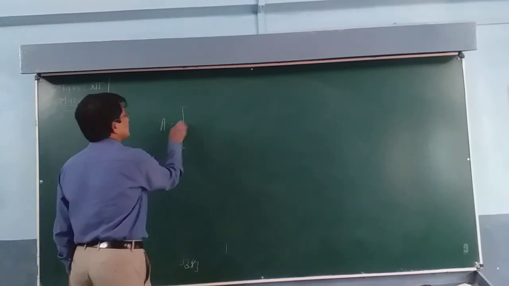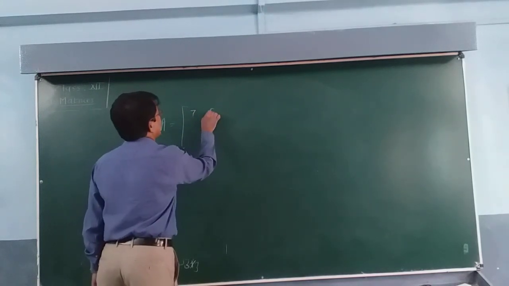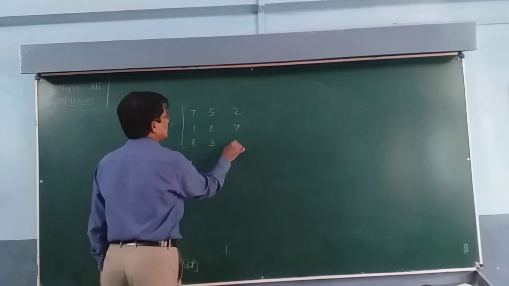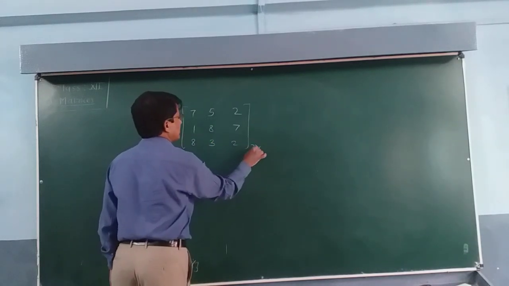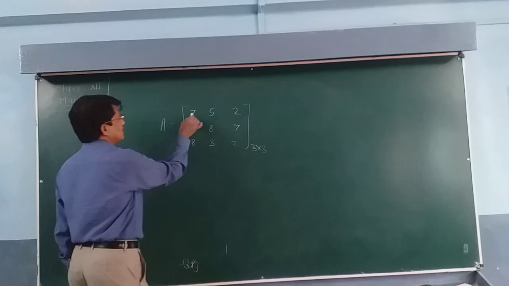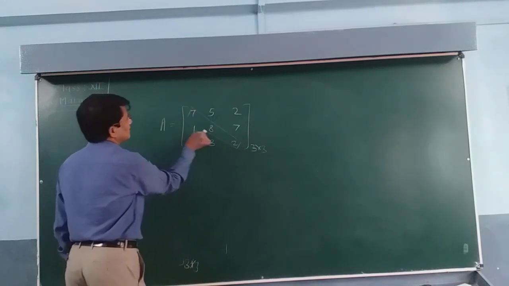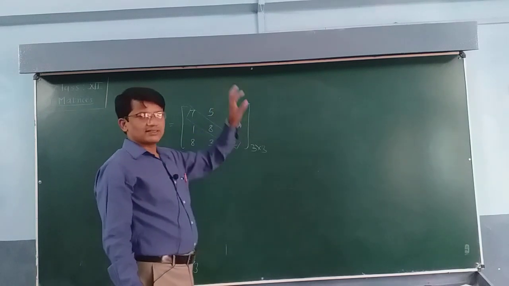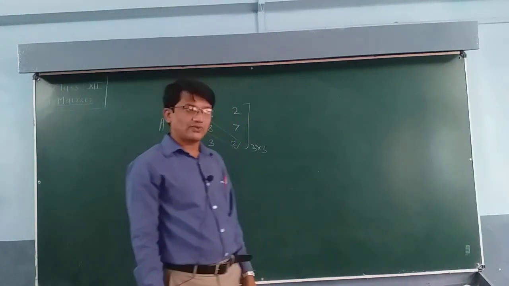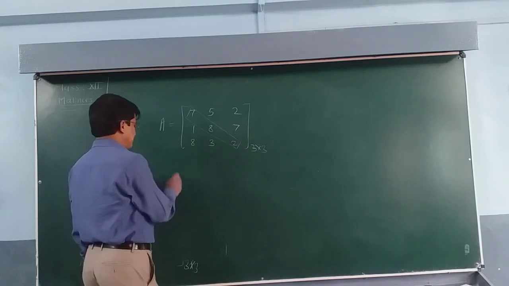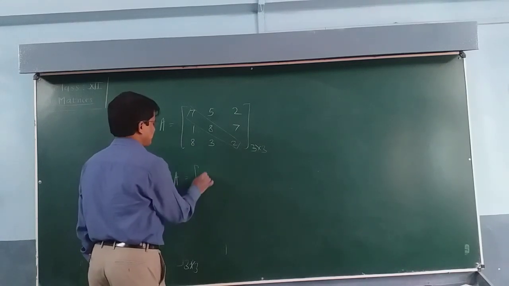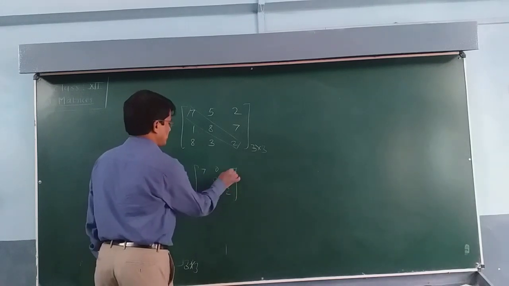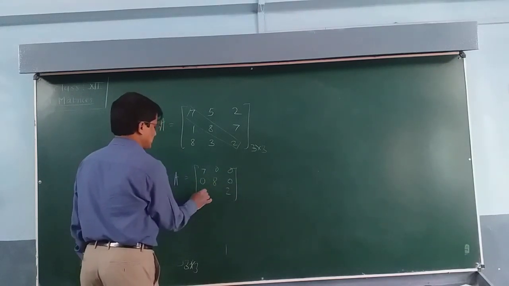Take a square matrix with rows 7, 5, 2; 1, 8, 7; 8, 3, 2. This is a 3 by 3 matrix. These are the diagonal elements, and the others are non-diagonal elements. This is a square matrix. But for a diagonal matrix, it should be like this: 7, 8, 2 on the diagonal, and all the other entries should be 0.